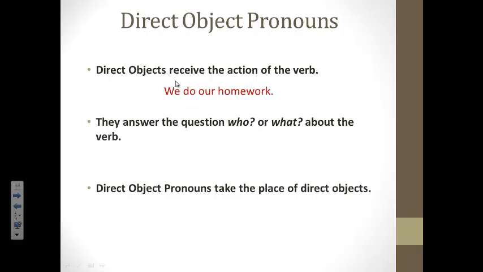First, you need to know that a direct object receives the action of the verb. Okay, so if you were saying, I drink coffee in the morning, coffee is going to be your direct object because it's what you drink. In this example you see in red, we do our homework. What do we do? Our homework. So homework is the direct object.